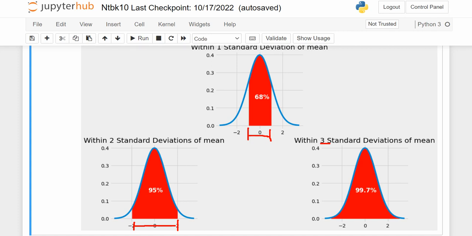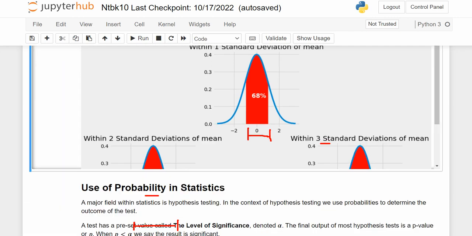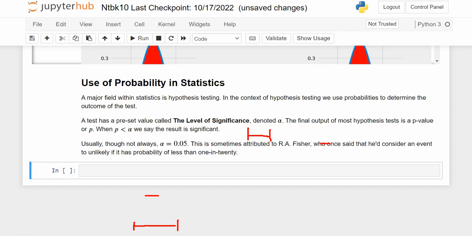Okay. Sorry. Just trying to go down from there. And sorry, let me get rid of these stray marks.